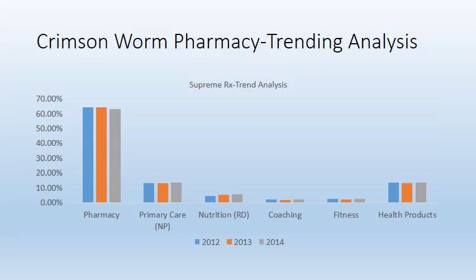This slide shows a bar graph of the same trend analysis. As you can see, a side-by-side comparison of the years. The blue represents 2012, the orange is 2013, and the gray is 2014. The advantage of putting a trend analysis in a graph, such as a bar graph or even a line graph, is that you are able to see the difference much quicker than the chart itself.